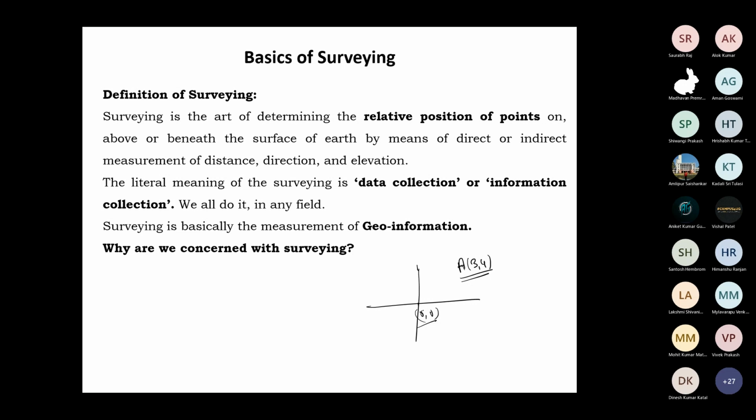Sometimes we will want to measure the distance. Simply, I can use a tape, an available instrument, and measure it. What could be the indirect measurement? What should be the indirect measurement? Can you tell me? Indirect measurement? Anyone? Yes or no?